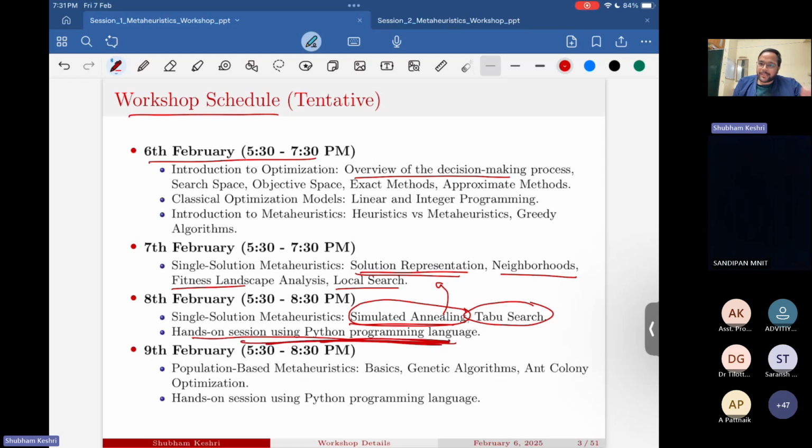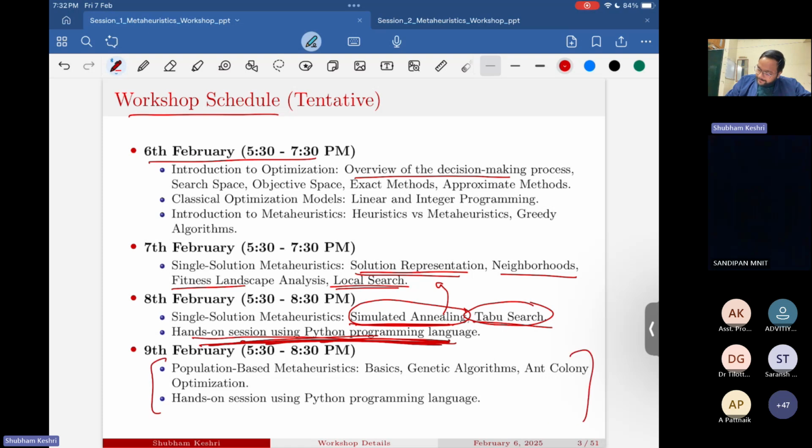You don't need to install anything in your computer. We will use Google Colab. It is a web platform where you can do Python programming directly over there. If you have some IDE of Python, you can use that, or if you don't have, doesn't matter. So simulated annealing and taboo search we will discuss tomorrow, and we will do hands-on practice on these algorithms. Maybe I'll do one or two. We will see depending upon time.